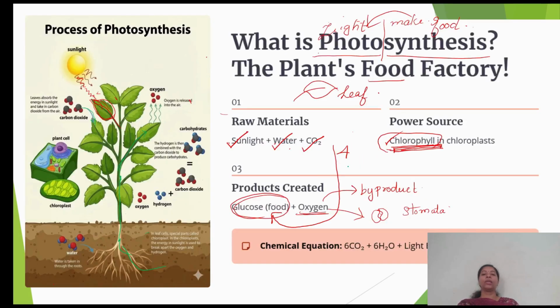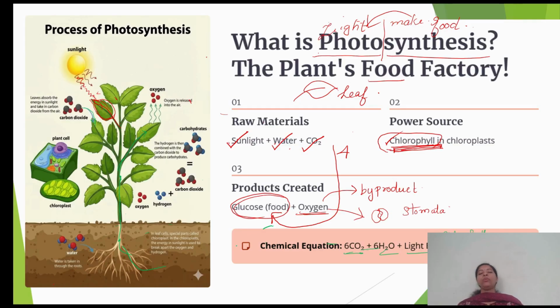Yes. Just see the chemical equation. Now we are going to see the chemical equation of this particular process. As we told, the raw materials here: you can see carbon dioxide is there. Carbon dioxide, then water, then light energy from the sun, and this happens in the presence of chlorophyll. And on the product side you can see glucose and oxygen.